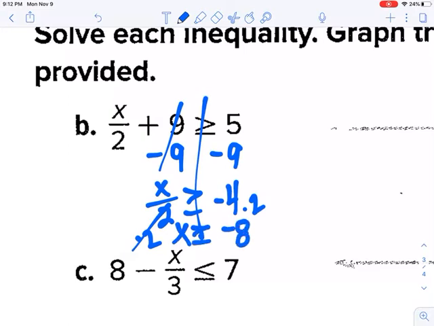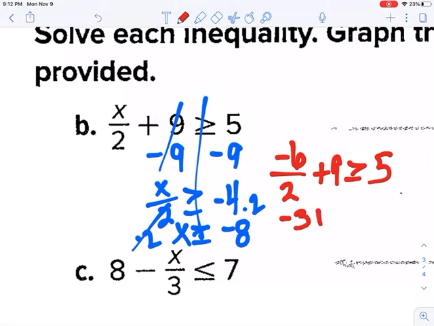So we need to pick a number that's greater than or equal to negative 8. I would suggest that you pick an even number since you're dividing by 2. So I'm going to pick negative 6. And see if that works out. And we get negative 3 plus 9. That is 6. 6 is greater than or equal to 5. So that works out. So this is what we're going to graph.